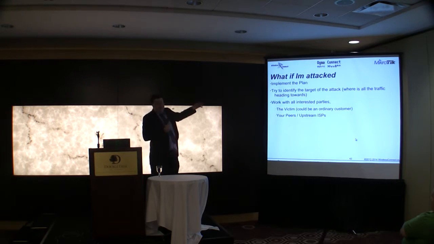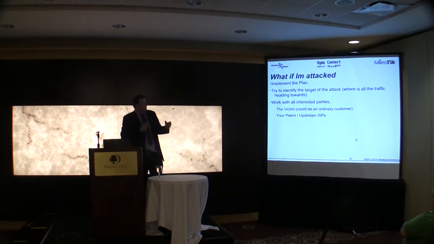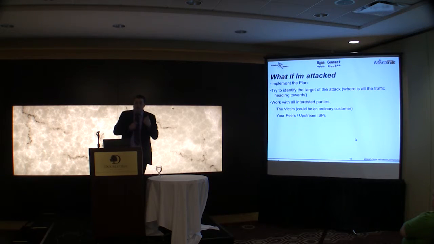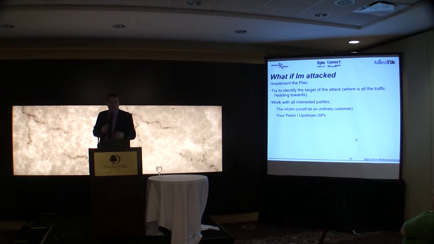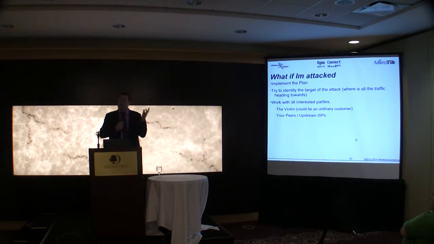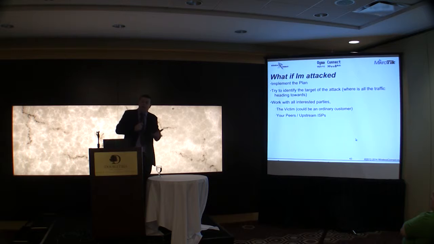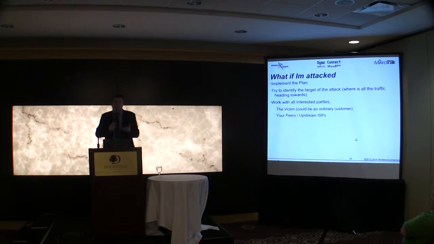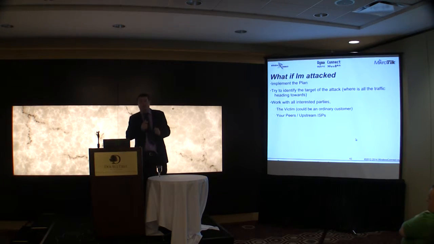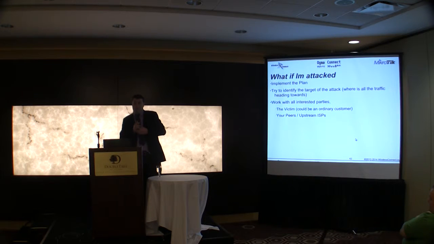So, what if I'm attacked? Well, you implement the plan. You identify the target of the attack. Where's the attack heading towards? Simple. Work with all the interested parties. If the victim is a corporation or something like that, and they've said something bad about Anonymous, then you have to talk to them. And a very simple thing is to move them. If their IP is, let's say, 1.1.1.1, you say maybe you should consider moving to 1.1.1.10. We can help you out there and update your DNS records.